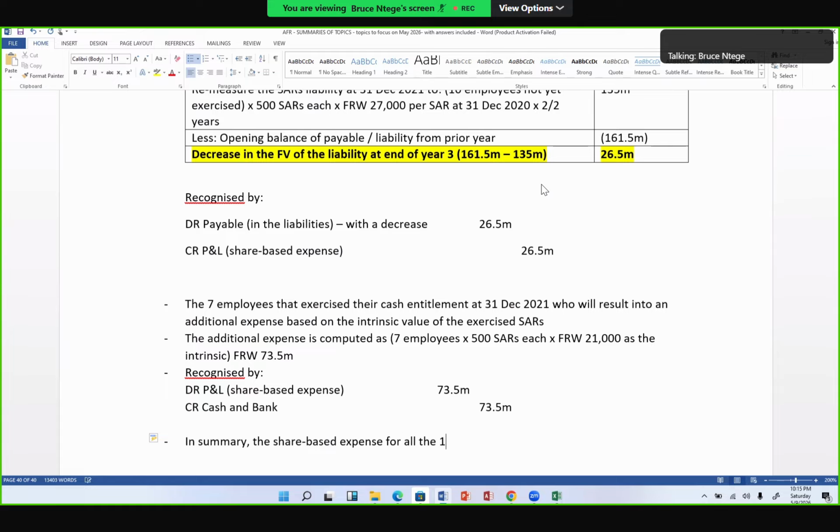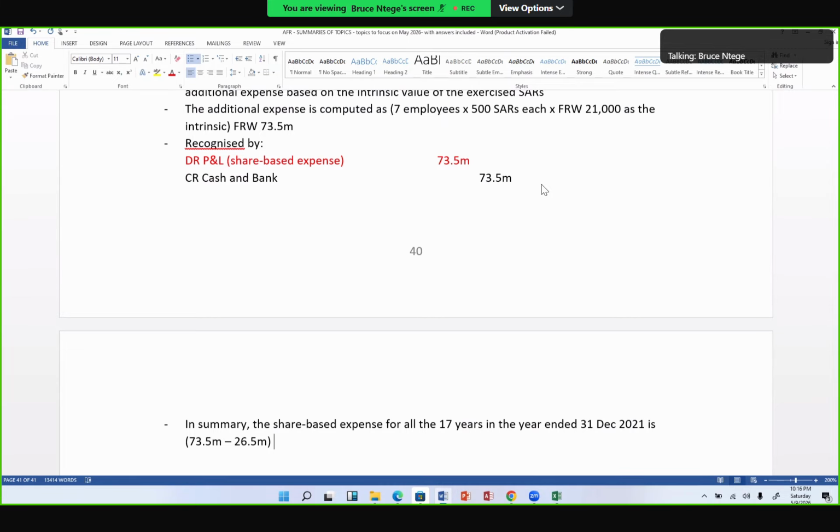So my net expense is 73.5 minus 26.5. So I have a net expense of 47 million in the P&L. So in net, in the P&L, we have a net expense because the credit, which we had up there, which was looking like a reduced expense, has also been matched with an increased expense, an additional expense. So in net, our expense in the P&L is 47 million.